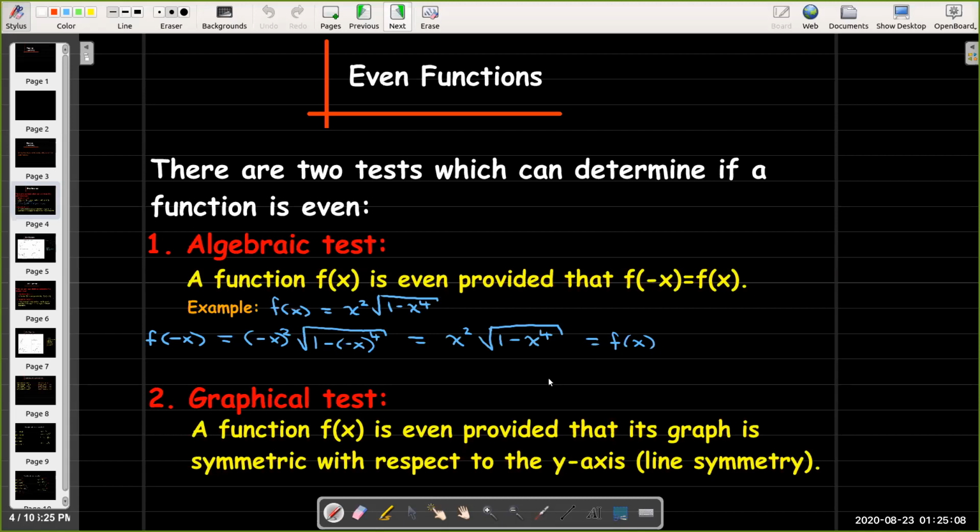Graphically, what does it mean for a function to be an even function? It means that its graph is symmetric with respect to the y-axis. That means that the y-axis divides the graph into two equal parts, which are mirror images of each other.